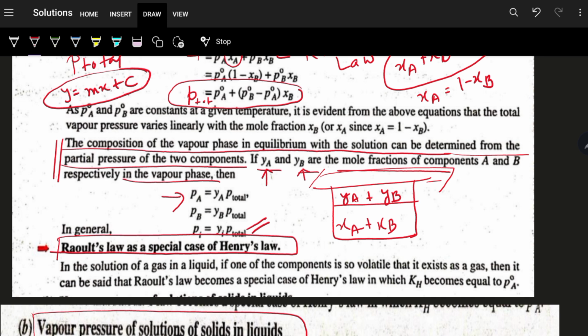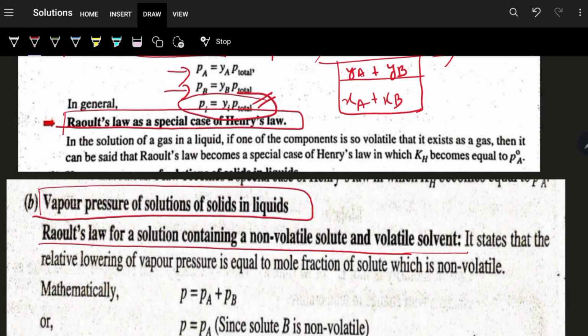That is, the partial pressure of A is equal to the mole fraction of A in the vapor phase into the total vapor pressure. Similarly, the partial pressure of B is equal to the mole fraction of B in the vapor phase into the total pressure. So for any component, I can have its partial pressure equal to its mole fraction in the vapor phase into the total pressure. That's a general equation.